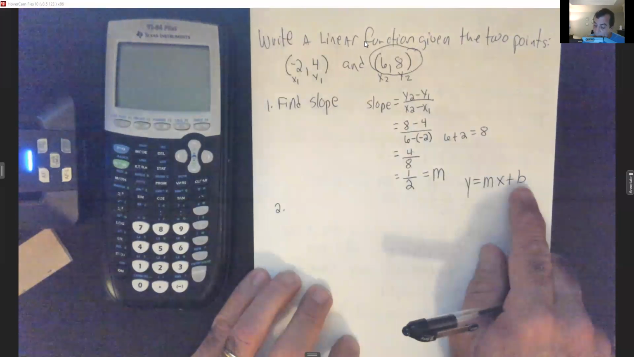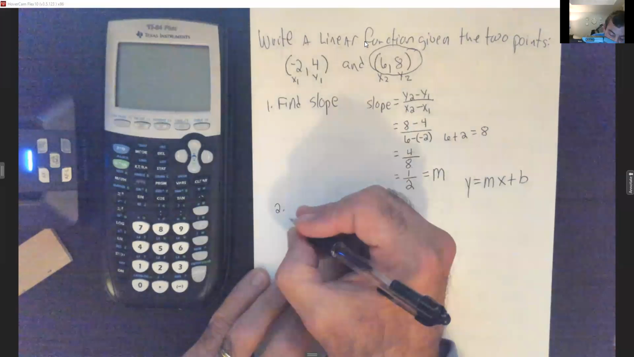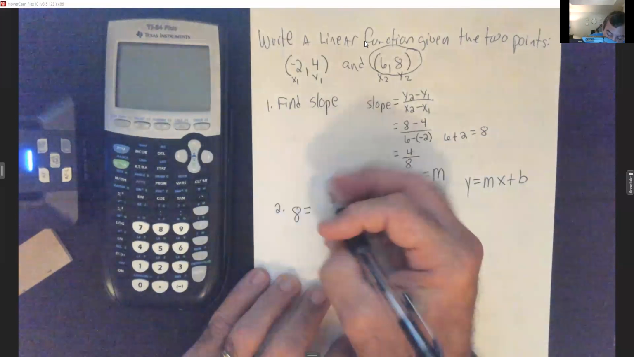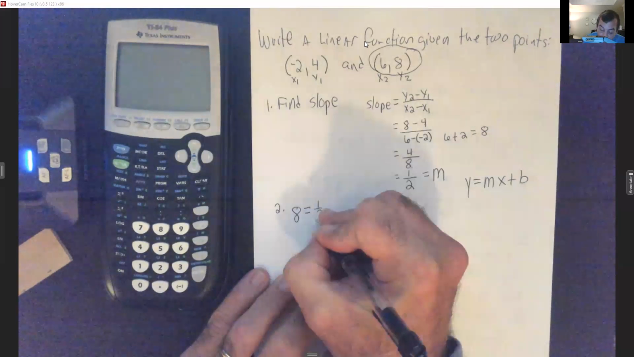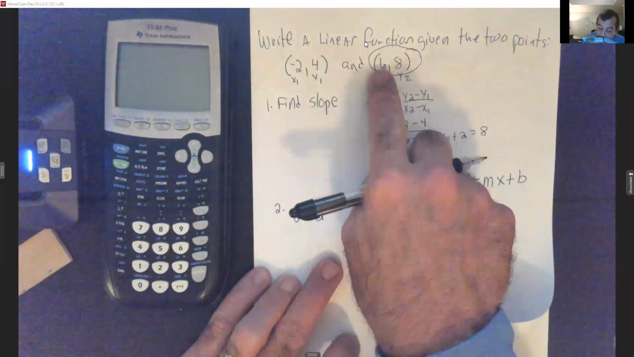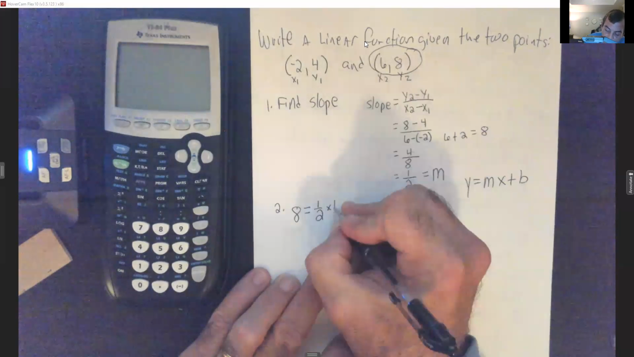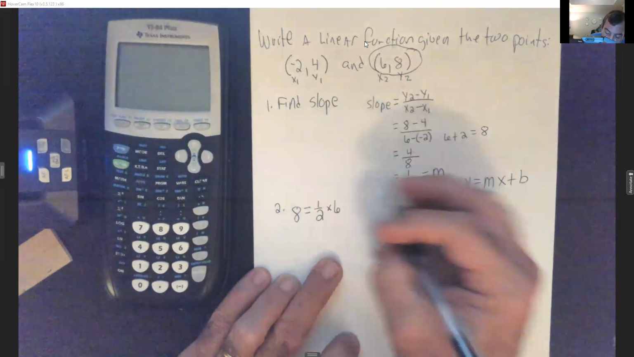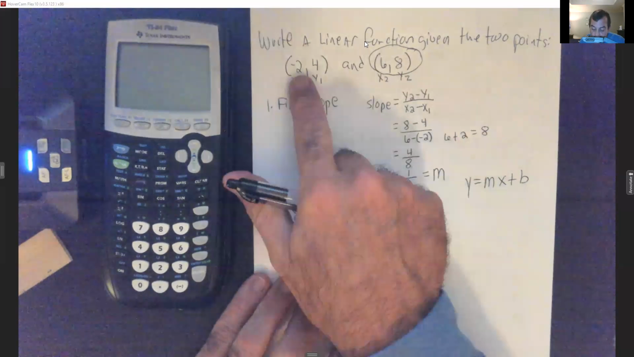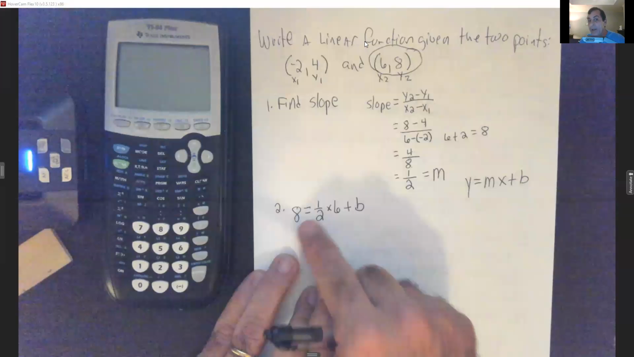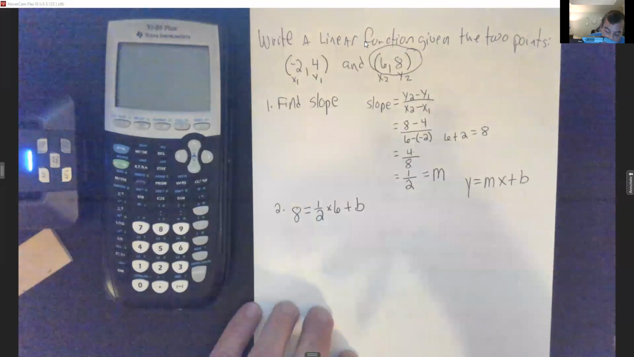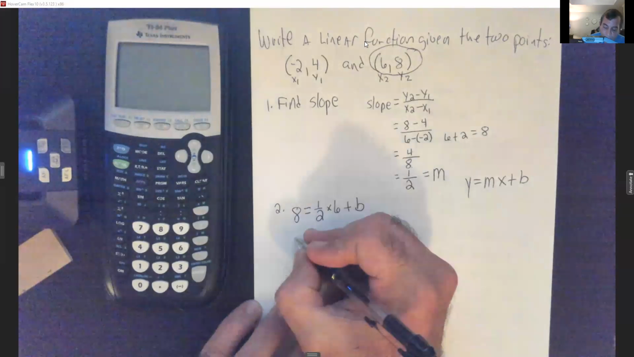So here we go. The y value is 8. That's going to equal m, which is 1/2, times my x, which is 6. And then I've got plus b, which is what I'm going to solve for. It'll work if you put a 4 and then your -2 here. You'd get the same answer for your b. So let me show you what I would do first.